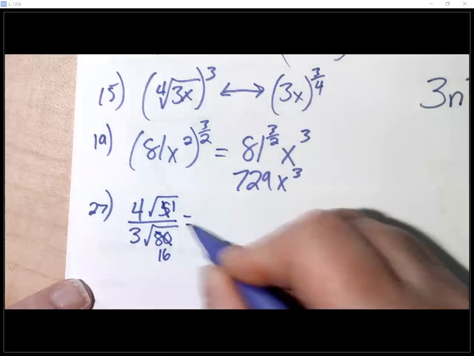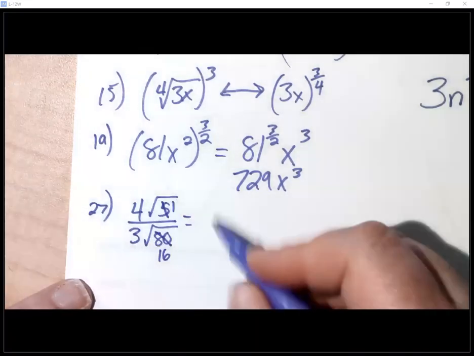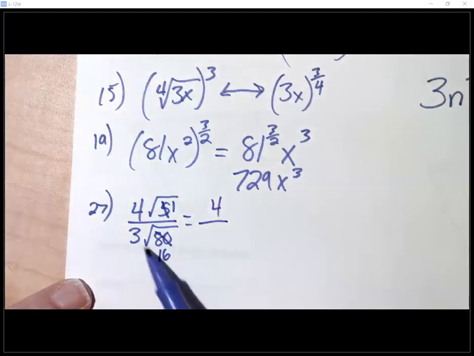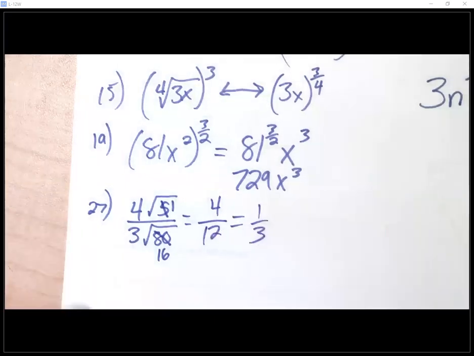All right, up top, the square root of 1 is just 1, so my numerator just stays 4. But downstairs, square root of 16 is just 4. 4 times 3, 12. And then let's just reduce that. I get 1/3. Done. That wasn't so bad.